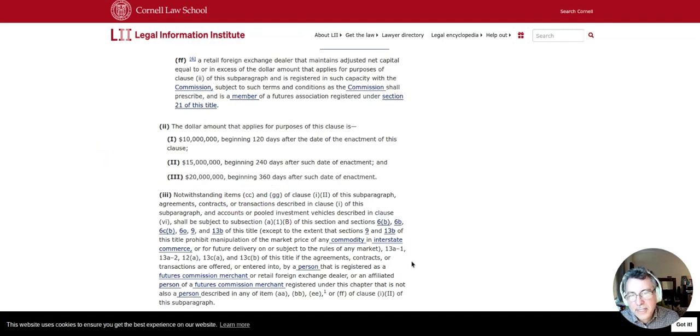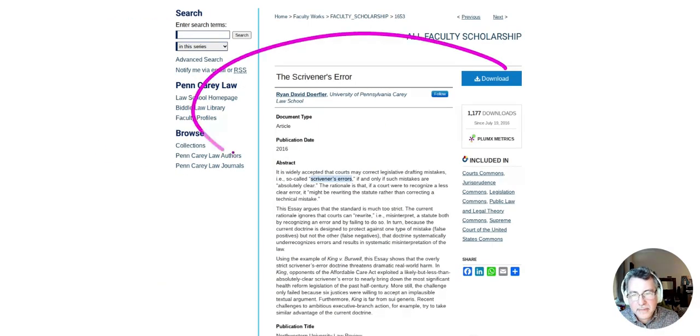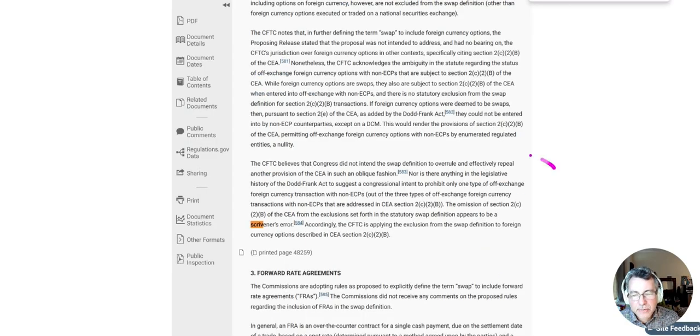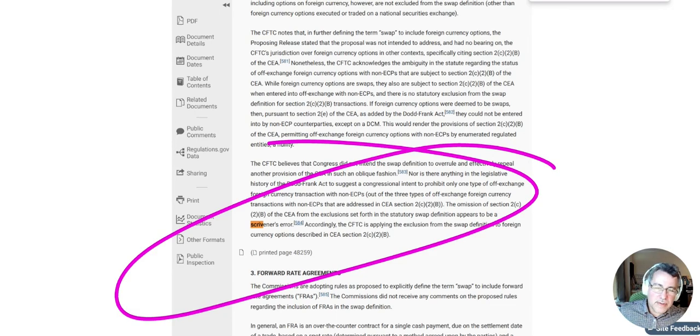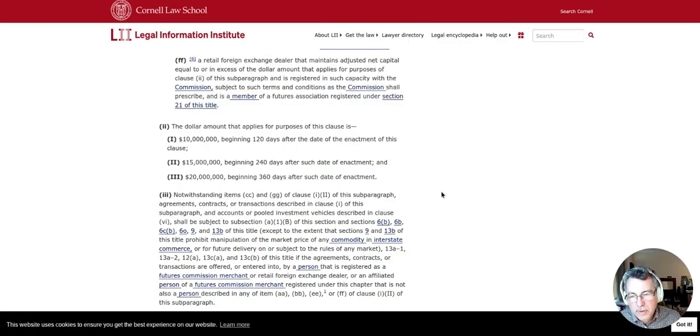So technically they call that a Scrivener's error. They actually write law review articles about it. And in the swaps rulemaking, they reference the Scrivener's error. And if something is clearly wrong, it's a clerical mistake, a judge can interpret that as a Scrivener's error and write into the statute something that doesn't exist. And the CFTC sort of did that in their release. And normally that would get some weight in the court, but there was a case that was recently overturned.